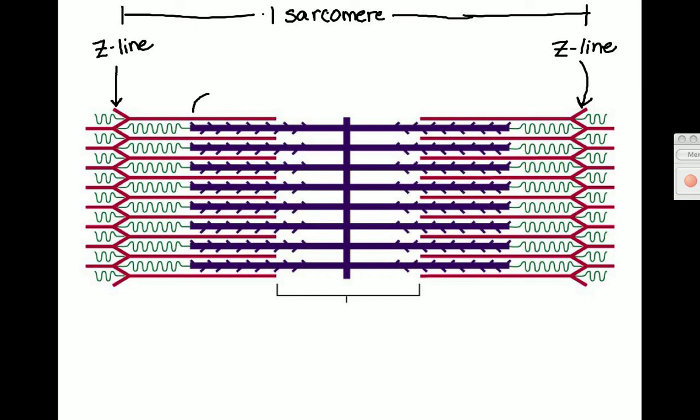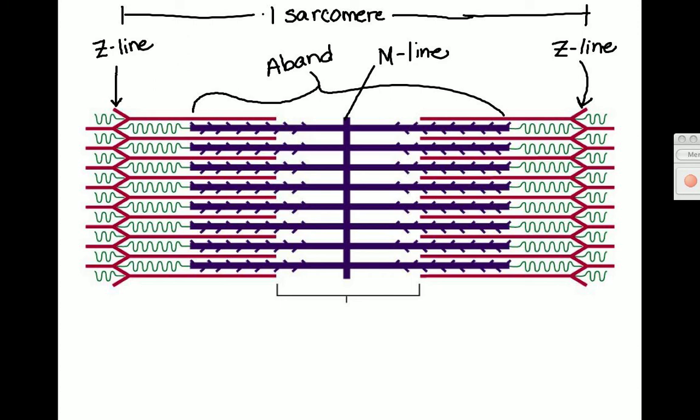Okay, this area here with the purple is our A band, because as you can see, the purple area is very thick. Those are our thick filaments. So if those are our thick filaments, then this must be our M line, and you can see the M line is literally in the middle.